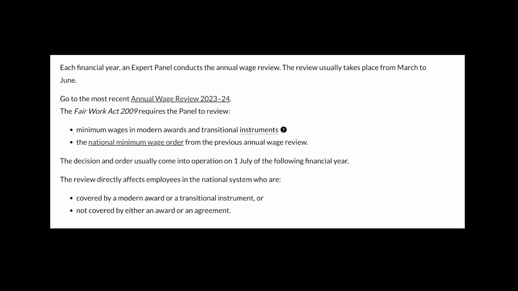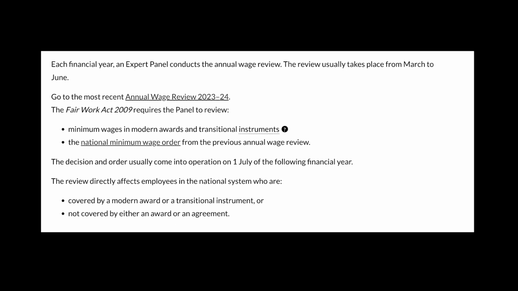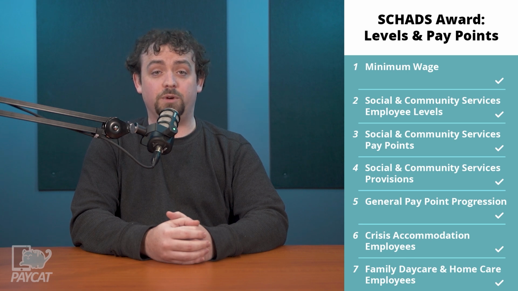As I mentioned earlier in this video, Fair Work undertakes an annual wage review, and there are generally slight changes in the minimum wage amount. Each year, they publish a pay guide for the SCHADS award, which details the rates of pay for each level and each pay point for your social and community services employees, crisis accommodation employees, and family care and home care employees.